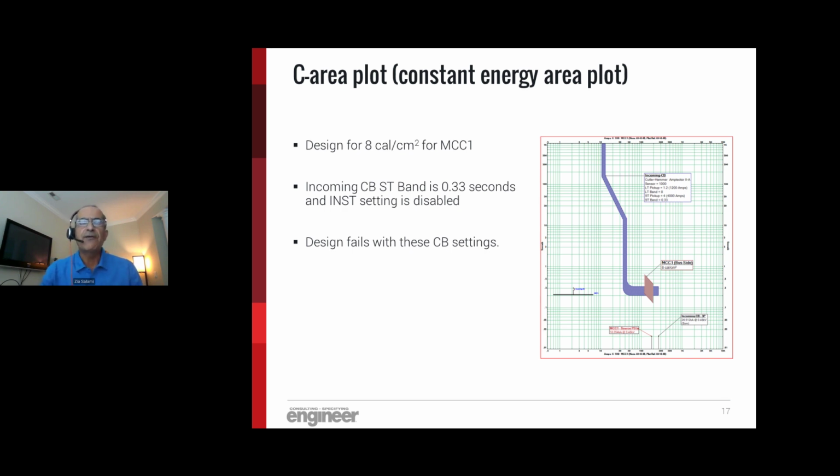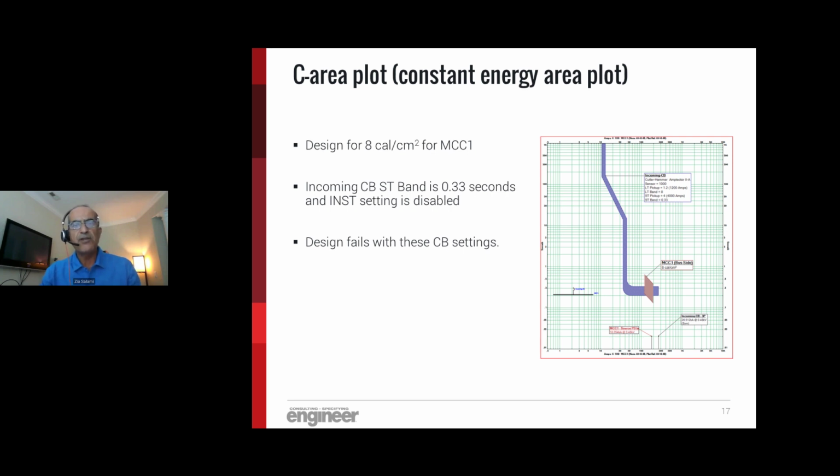As you see here, the intention is that the protection or protected device has to be below the brown box, which represents the area plot of constant energy. Therefore, if we're able to achieve that, it is guaranteed that at any time or any point, under any design input, we will achieve 8 calories per centimeter square.